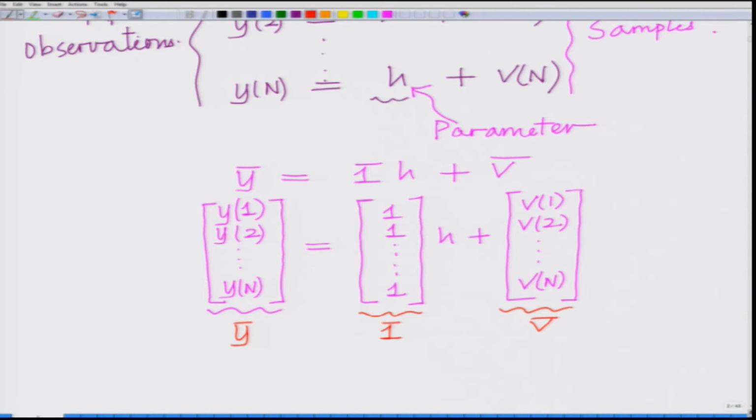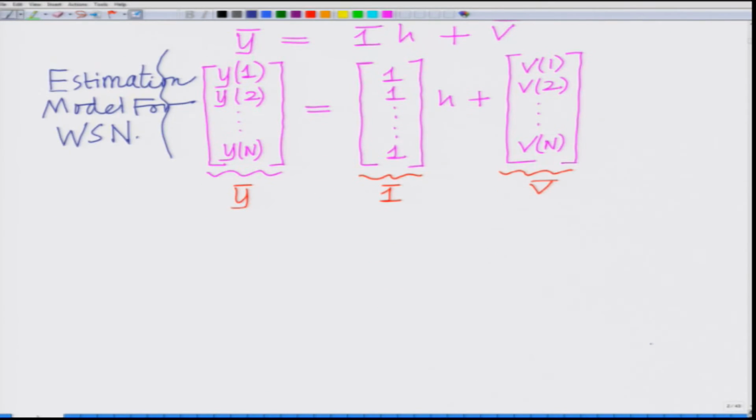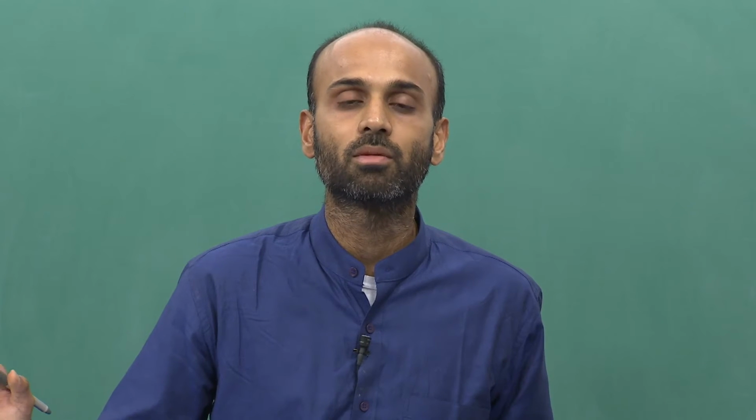This is our WSN system model, our estimation model for the wireless sensor network. Now, we have already computed the MMSE estimate h hat for this scenario, and we have also seen an example of how to calculate this MMSE estimate for a simple example.